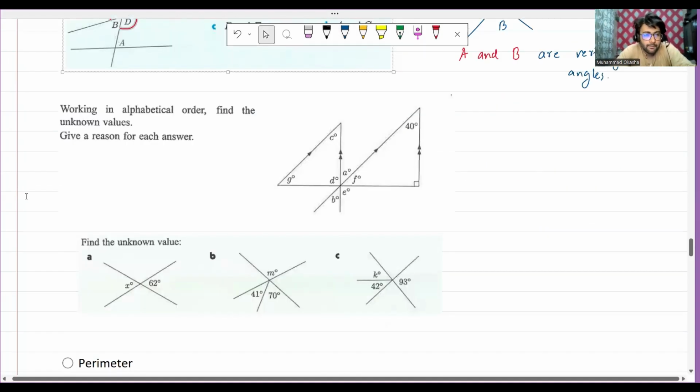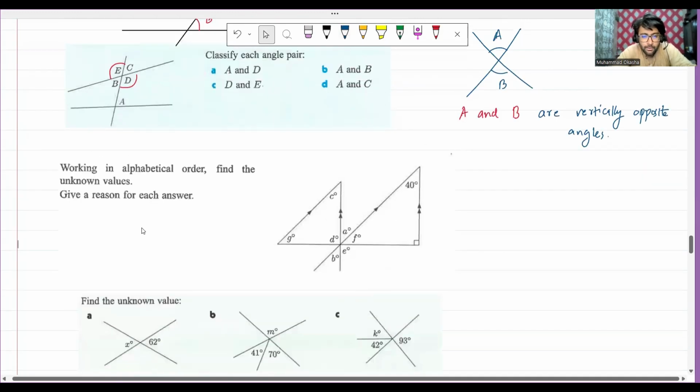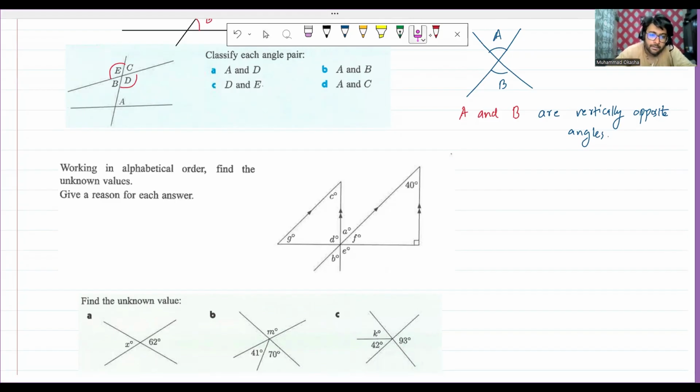Right, working in alphabetical order, find the unknown values. Let's work in alphabetical order to find out the unknown values. So be very, very careful here that this is a parallel line. This is a line parallel to this. Which means this is a transversal that is cutting these parallel lines.